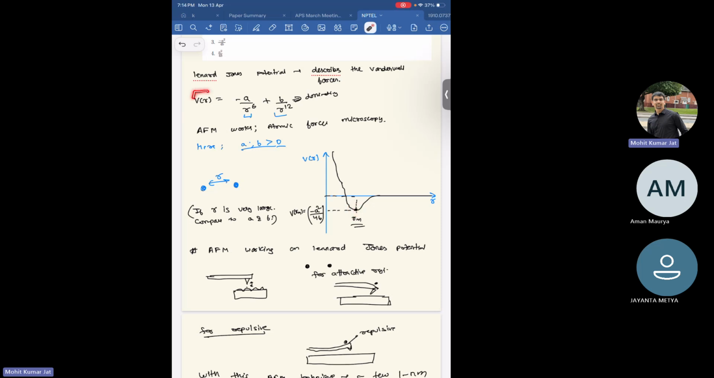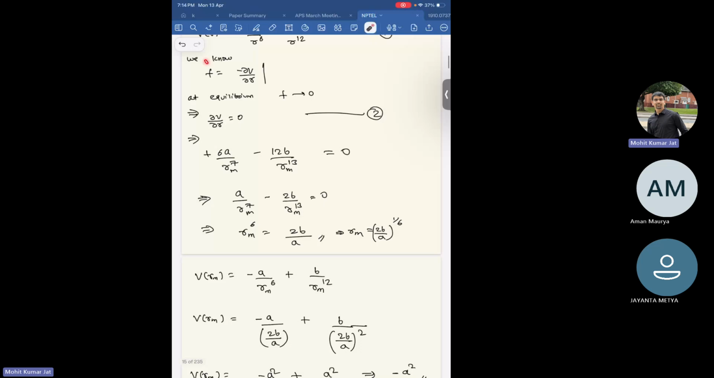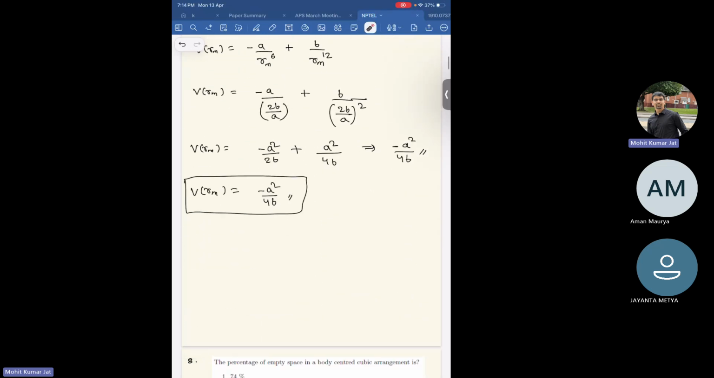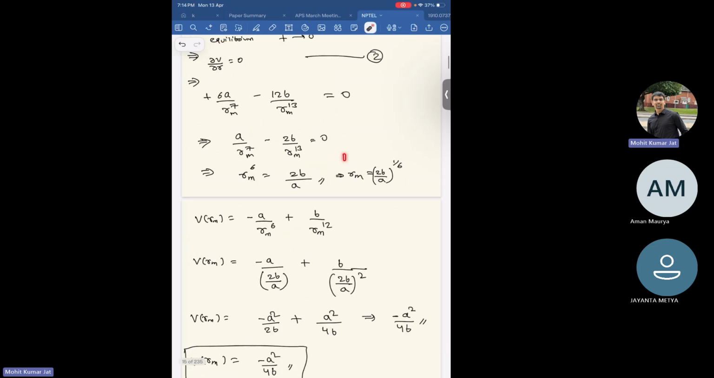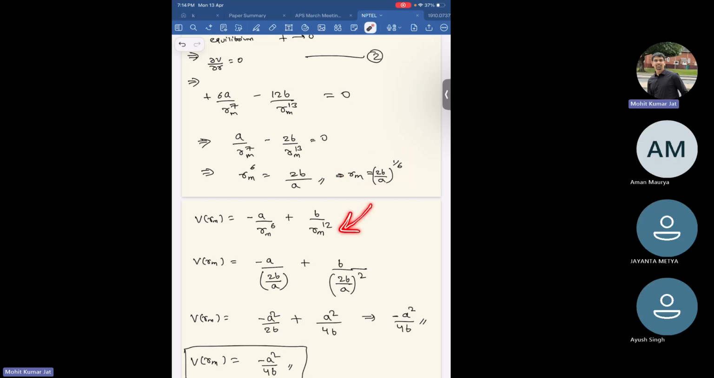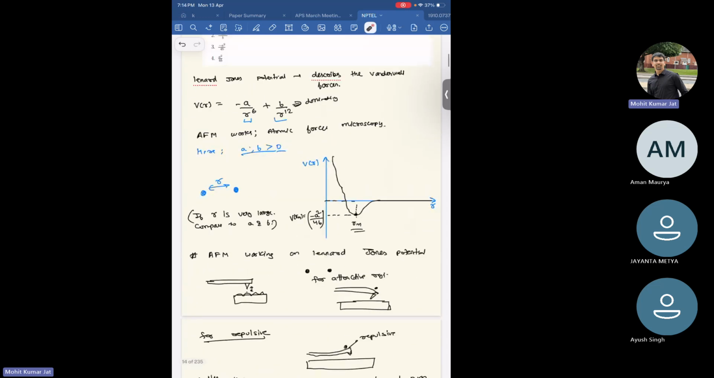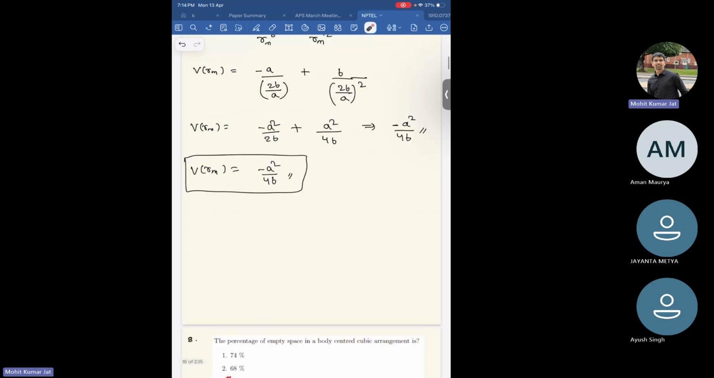So to extract the force, what you do is del V by del R, and you put it to be 0. That will give you the equilibrium position. That's how we do it. F is equal to minus del V by del R. We put it equal to 0, and then you can estimate Rm. The position will be 2b by a to the power 1 by 6, right? And you can substitute this value in your potential form, and that will give you your potential at that minimum value. Basically at this point, your V minimum will be minus a square by 4b. That's what it means, and this is the equilibrium point.